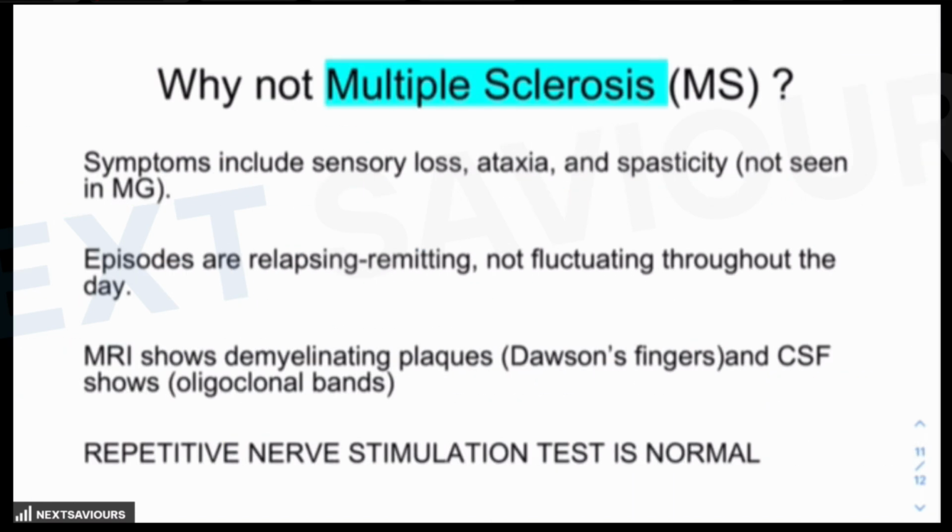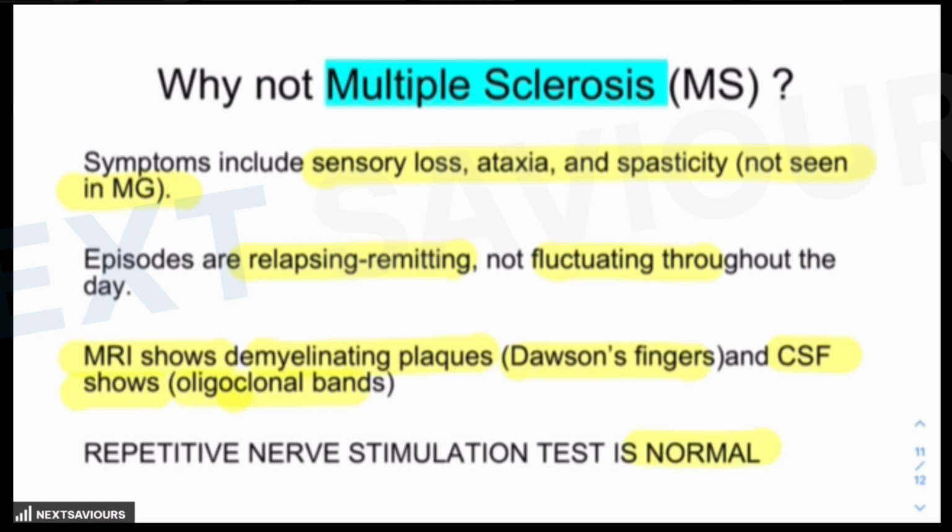Then why is it not multiple sclerosis? Another option. Multiple sclerosis is a central nervous system demyelinating disorder. The symptoms include sensory loss, ataxia and spasticity, which are obviously not seen in myasthenia gravis. As far as episodes are concerned, they are relapsing-remitting, so they do not fluctuate throughout the day. Relapsing-remitting means one time there is spasticity, the other time it is absolutely normal. If a question was given on multiple sclerosis, they might have provided the MRI finding, which shows demyelinating plaques, also known as Dawson's fingers, and the CSF shows oligoclonal bands, which are obviously not there in the question related to myasthenia gravis. The repetitive nerve stimulation test is absolutely normal in multiple sclerosis.